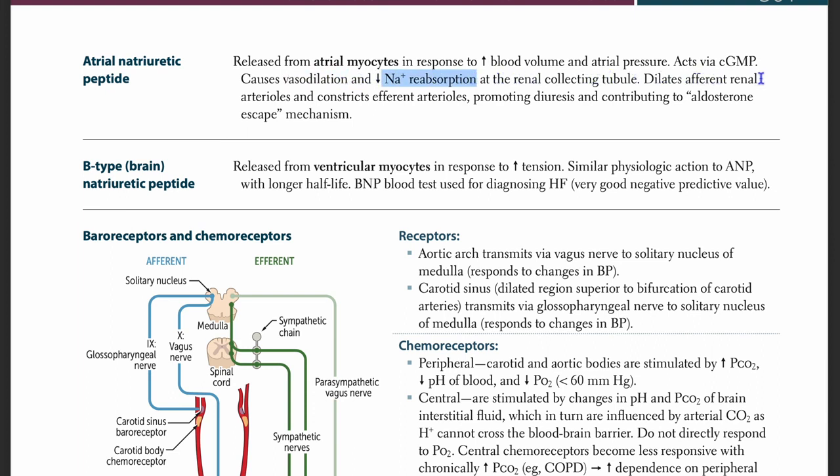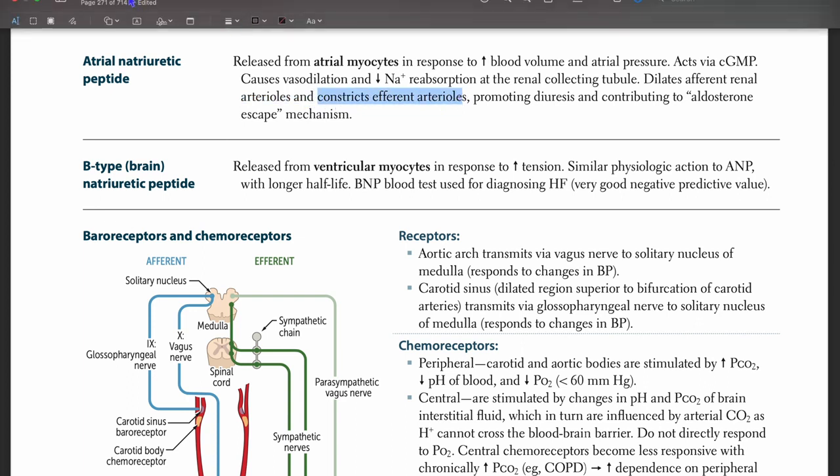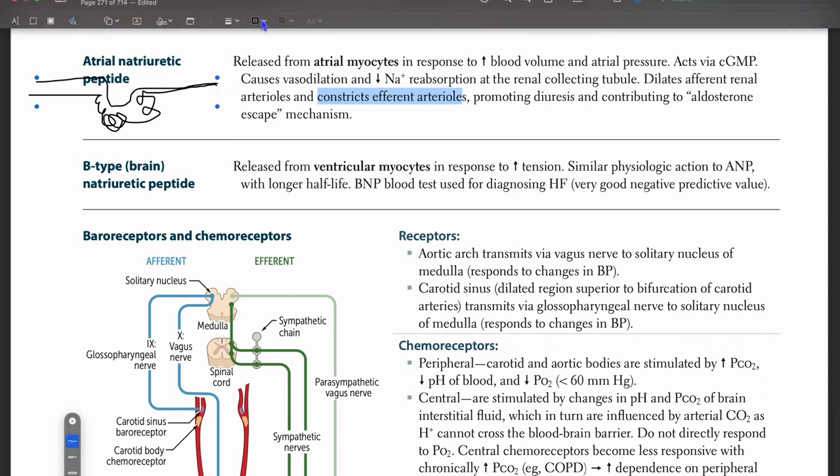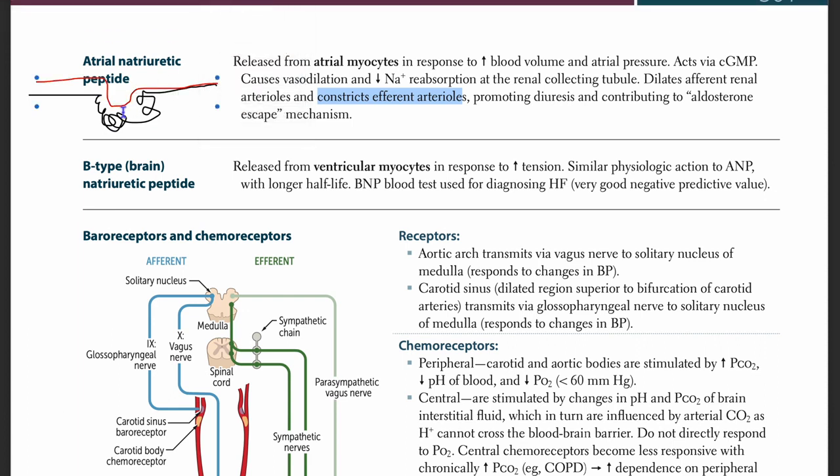It dilates afferent renal arterioles and constricts efferent arterioles. So what does that do? Just real quick, you have afferent coming into the kidney, right? It goes through, and that's the efferent arterioles. So if you dilate this, you're going to have a lot more blood coming through, renal blood flow. But if you restrict this, that means there's resistance. So what does that mean? The blood is going to pool in this area.